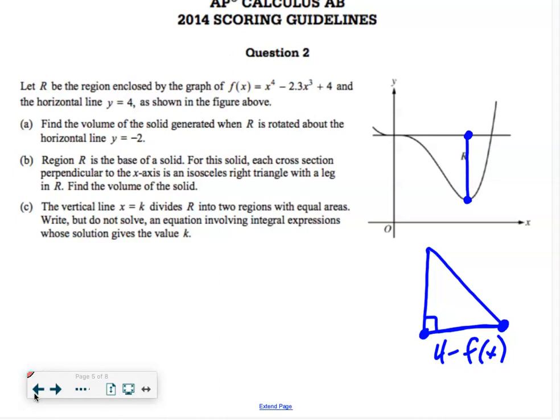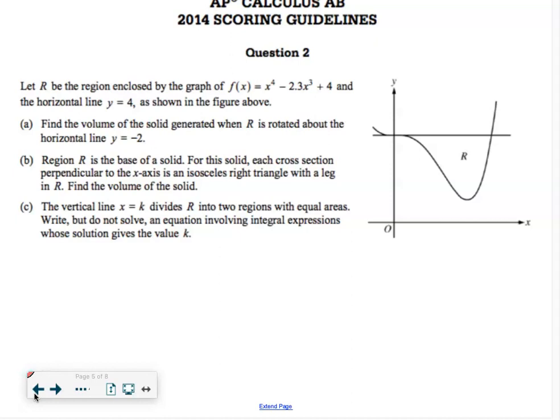All right, and once again, we've done this now like 3 or 4 times. Vertical line x equals k divides region R into 2 regions with equal areas, right? But do not solve an equation involving an integral whose solution would give the value of k. There are multiple ways to do this. I'm just going to walk around from board to board and see what we've got.